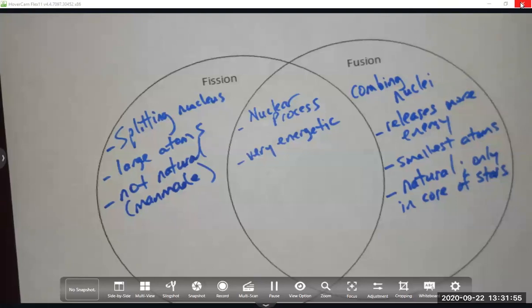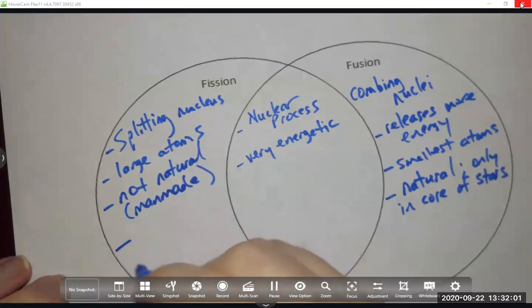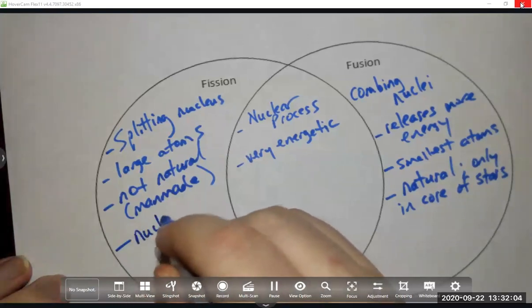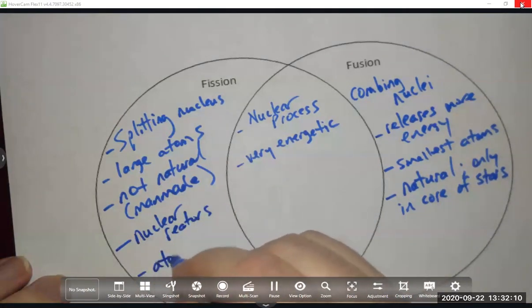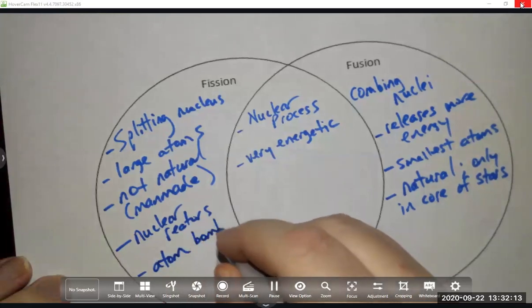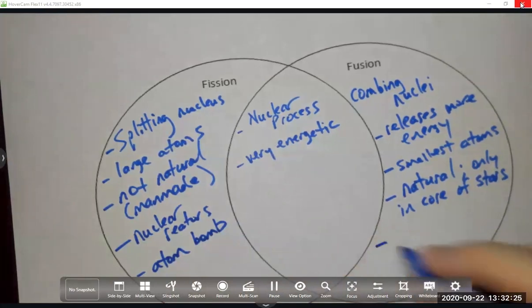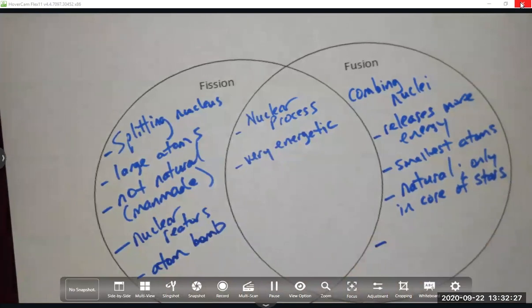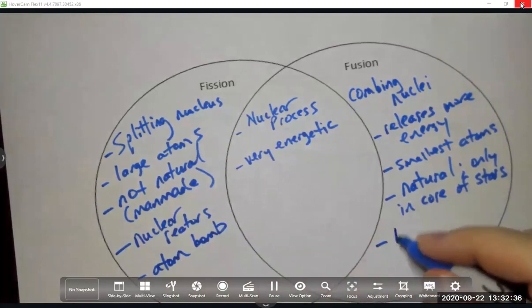So how do we use these processes? Well, fission is more useful to us currently. This is what we have in nuclear reactors and in the atom bomb. So your early nuclear weapons were fission weapons. Fusion currently doesn't have any uses. We haven't been able to make fusion nuclear reactors. Not yet. They're working on it. So right now, fusion's really only use is in the hydrogen bomb.